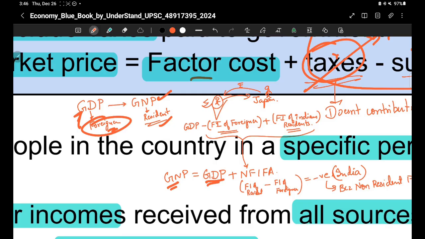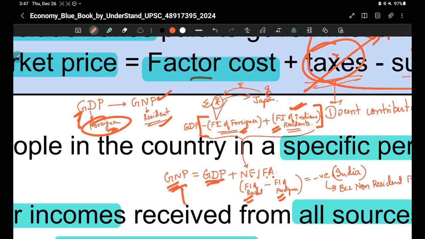Now to get the GNP, we need residents first of all. So what we do is, whatever income earned by Indian residents from outside, they will send money to India, no? So that we will add here, plus, and whatever income the foreigners are earning in India and sending outside, that we will subtract. So it is called net factor income from abroad. So factor income of resident minus factor income of foreigner. If you add this value to the GDP, you will get GNP.